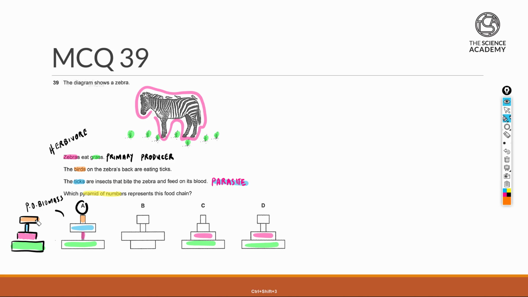Now the anomaly here is because ticks, although they are numerous, it's important to acknowledge that their dry mass per unit is small. So even with a huge number of ticks, you multiply by their almost negligible dry mass, it is still considered to be smaller as compared to the less numerous bird as well as the zebra.